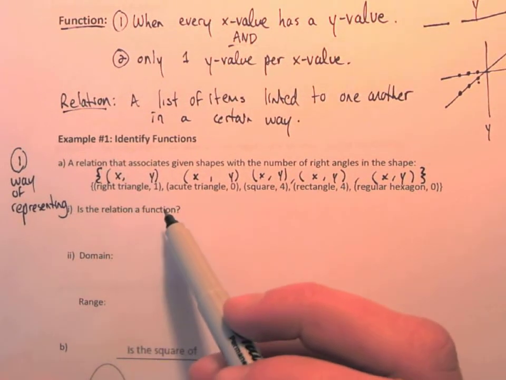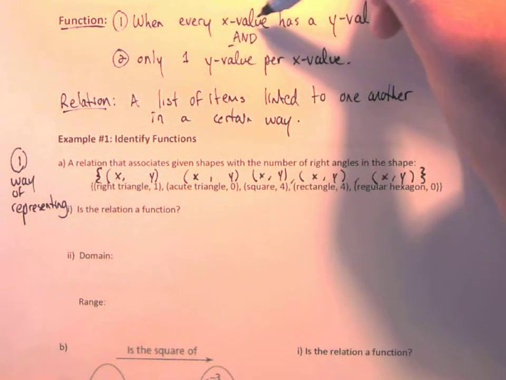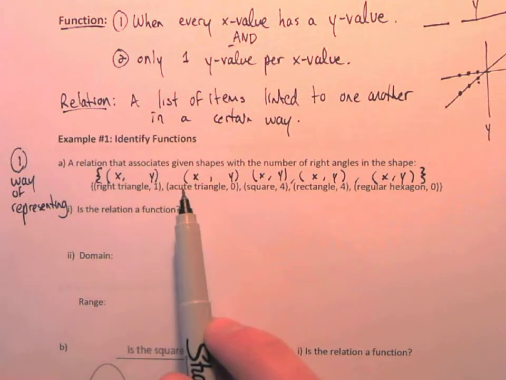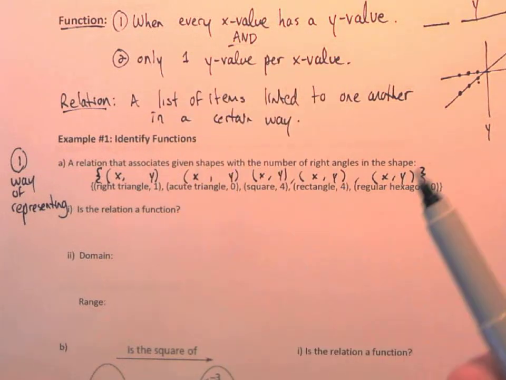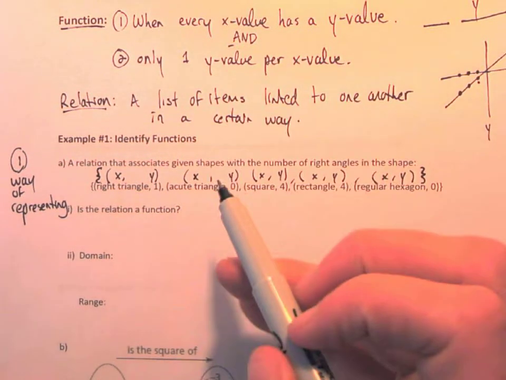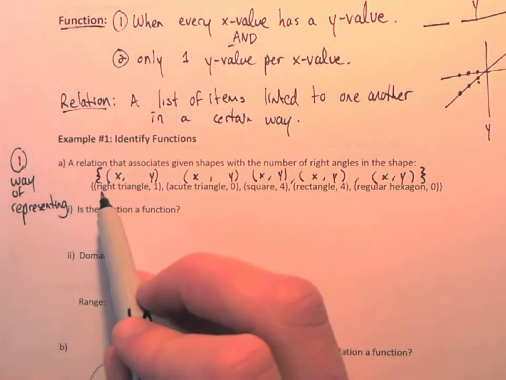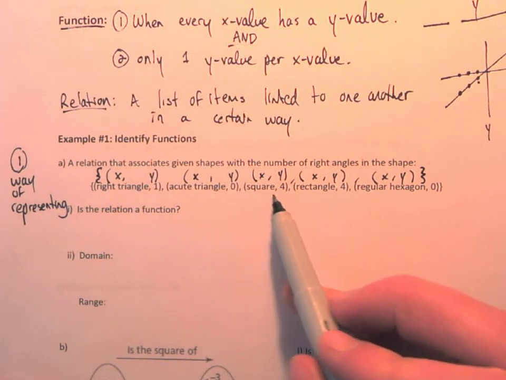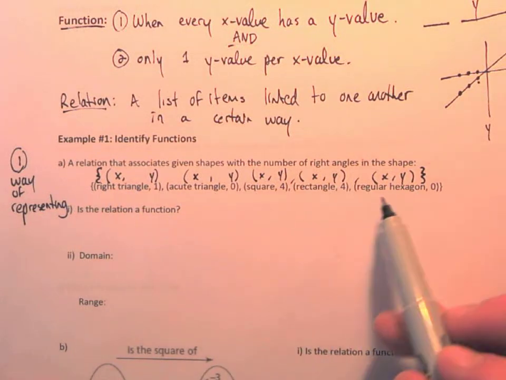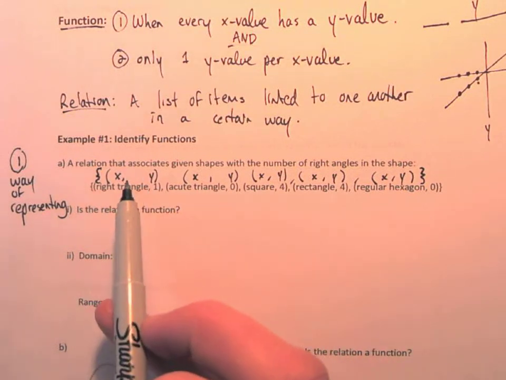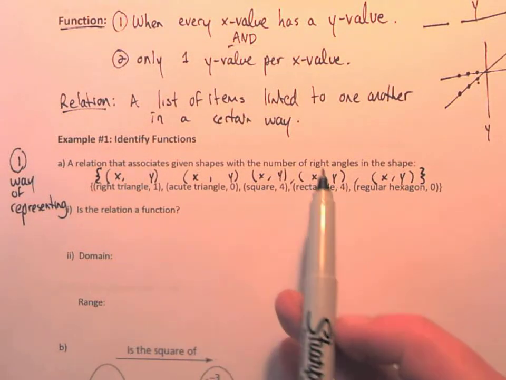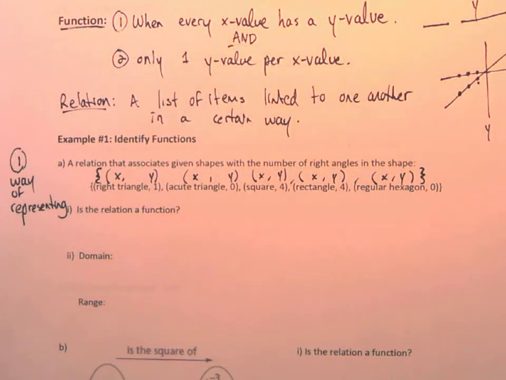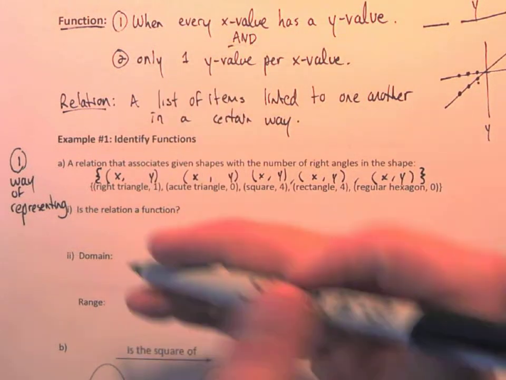So is this relation a function? Well, we have to look at our definition. Every x value has a y value. Yes, we have all the x values having a y value. So that's good. The other condition is only one y value per x value. So we have to actually look at the numbers here. We have right triangle, acute triangle, square, rectangle, and regular hexagon. All these x values are different, and they all have a y value, so there is only one y value per x value. So that one is a function.